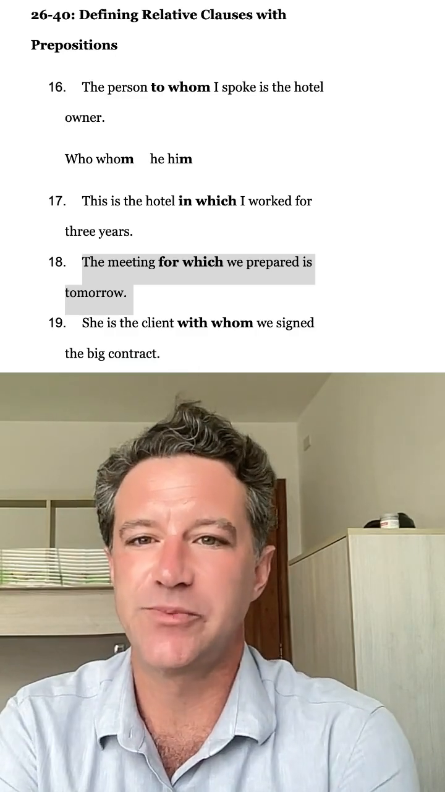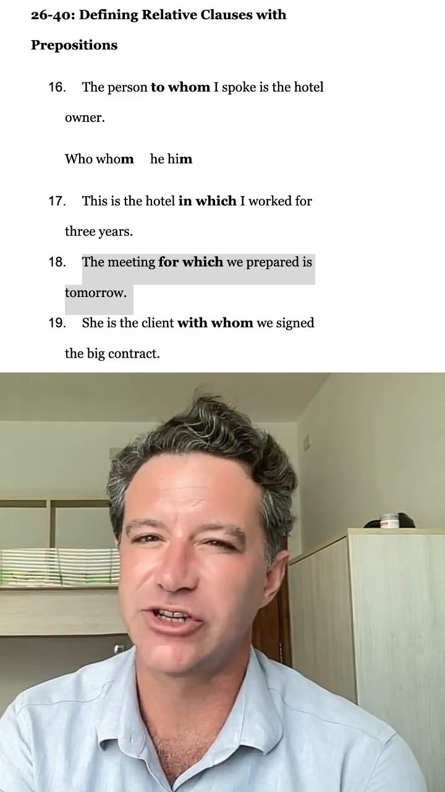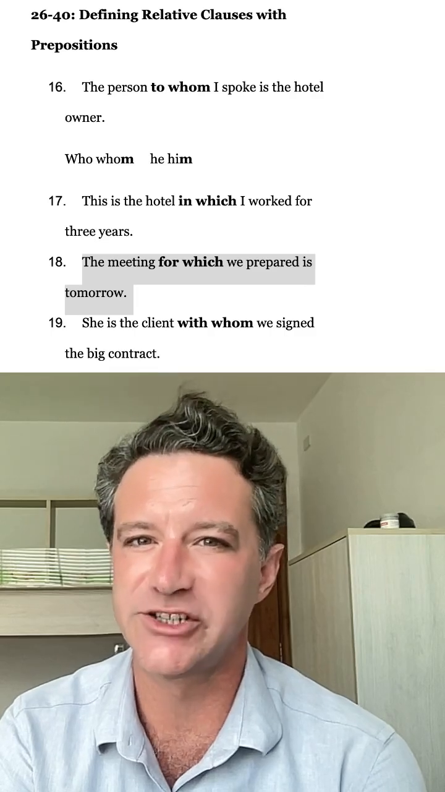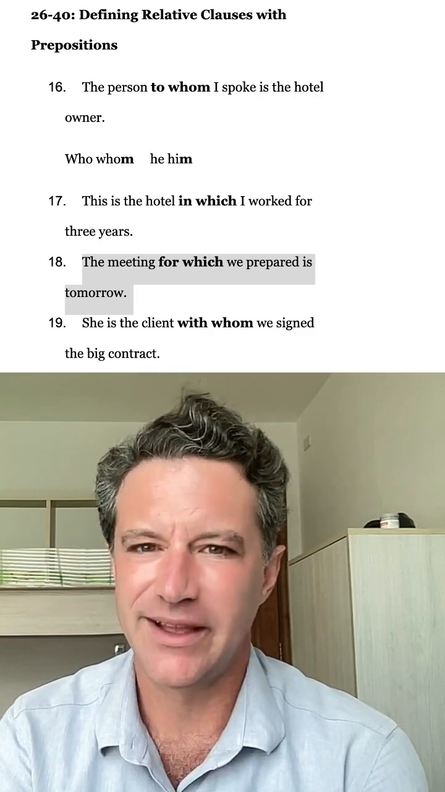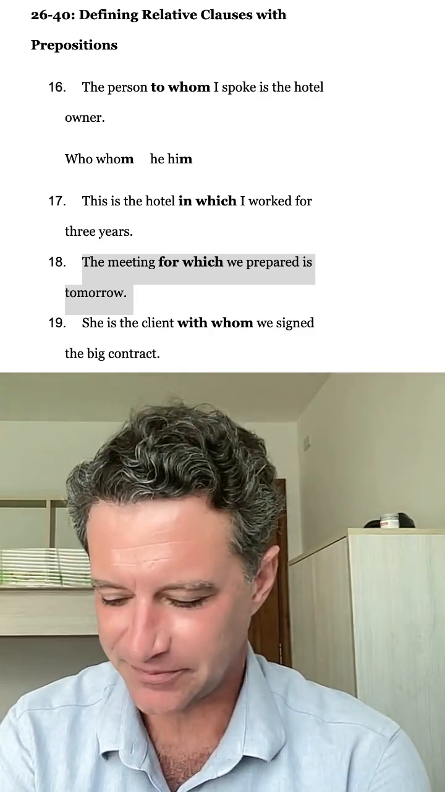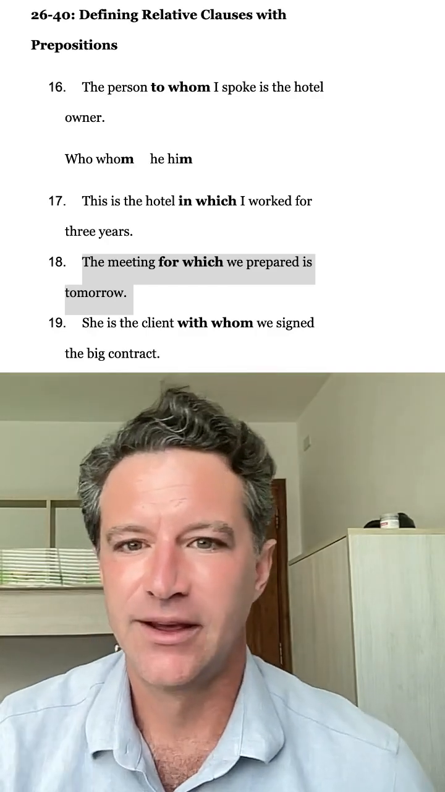The person who I spoke to is the hotel owner. That's not actually correct. You should say this person whom I spoke to, right? I spoke to him. Yeah, it is a bit confusing, isn't it? Sorry about that.